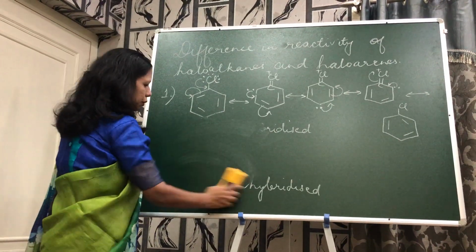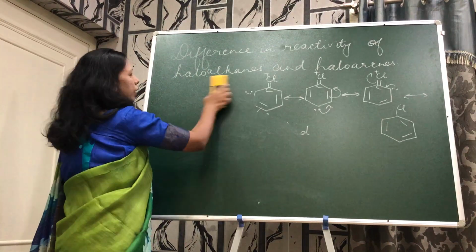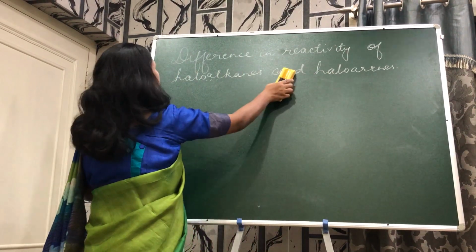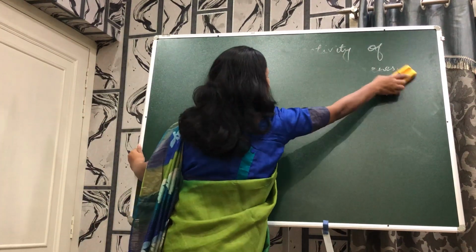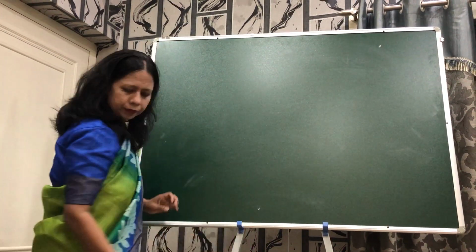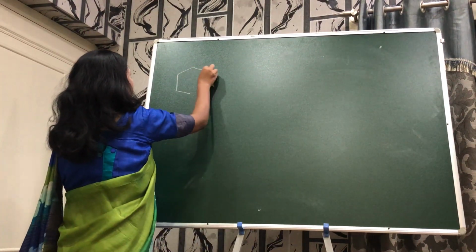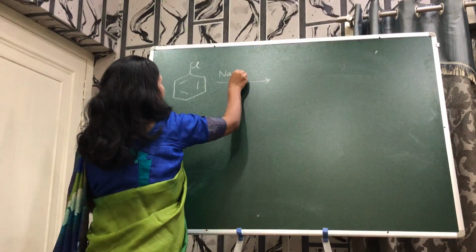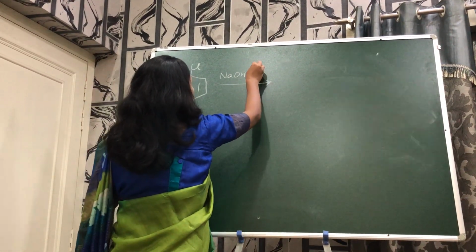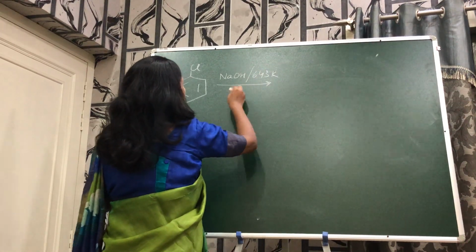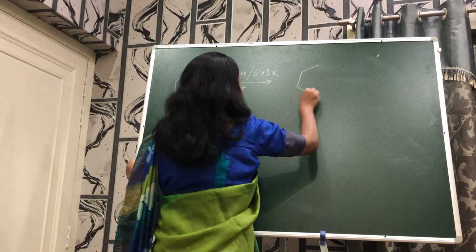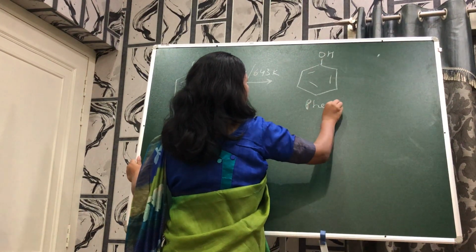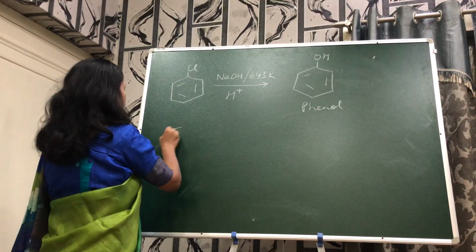Now, when we talk about reactivity here, let us take up first the nucleophilic substitution reaction in haloarenes. Let us take it one by one. Haloarenes react with sodium hydroxide at, say, 643 Kelvin and in presence of H+, giving phenol.